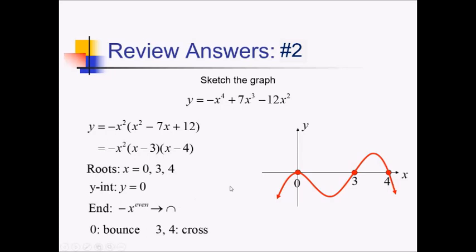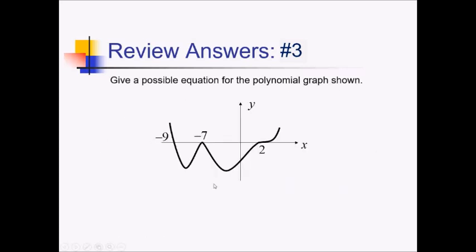For this problem, to find a possible equation for a polynomial graph, let's start by figuring out whether the whole thing should be negative or positive. We can do that by looking at the right side end behavior. If the right side end behavior is ending above the x-axis, going up, then the whole function is going to be positive. If this right side end behavior were going down, then we could conclude that we had a negative function. Since we're ending up here, that means we have a positive function.